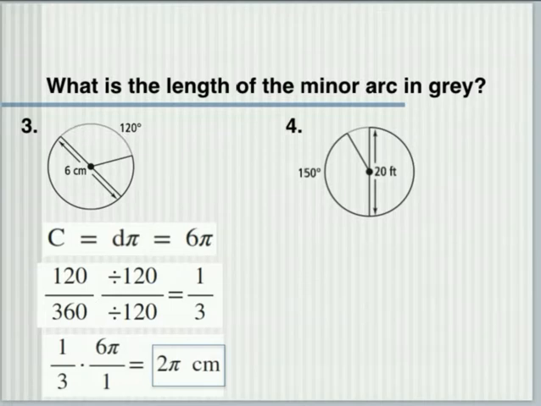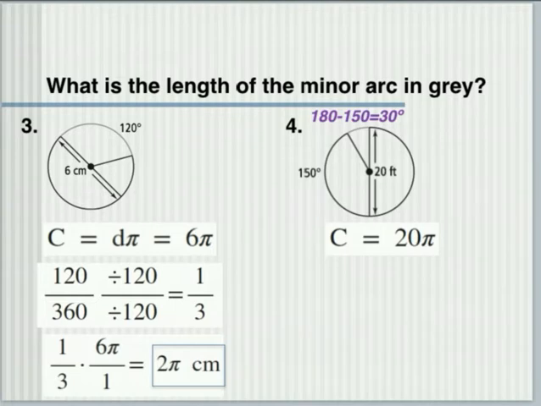We'll walk through one more together. For number 4, when they want the minor arc in gray, they're talking about this small sliver here. However, the degree count for that section isn't labeled, so you're going to have to calculate that first. If the whole semicircle is 180 degrees, you could subtract the 150 section and say the missing section is 30 degrees.